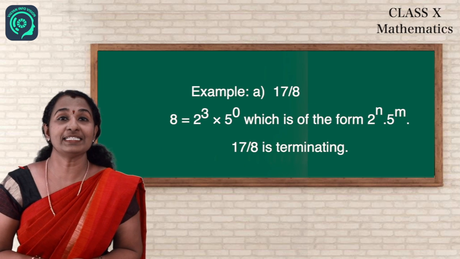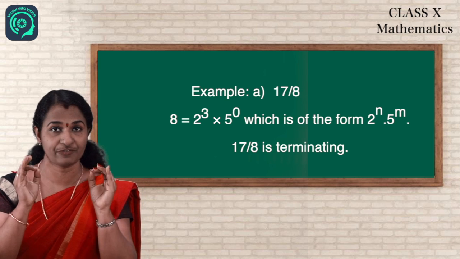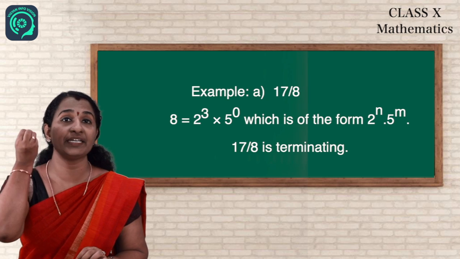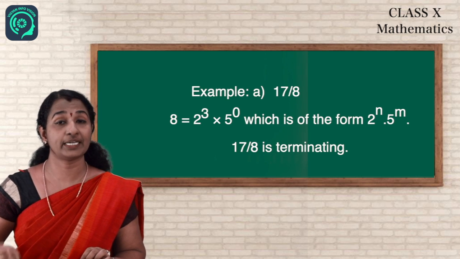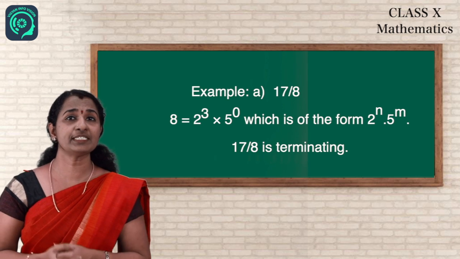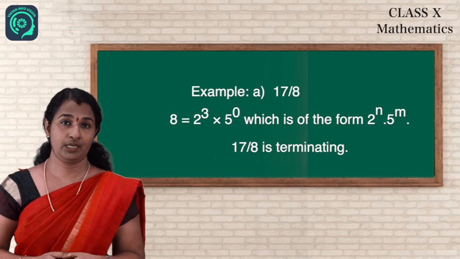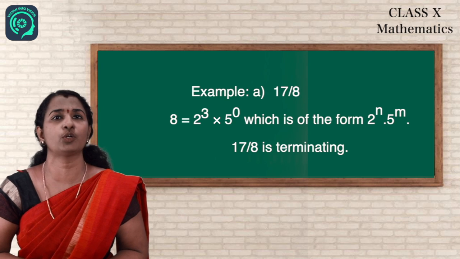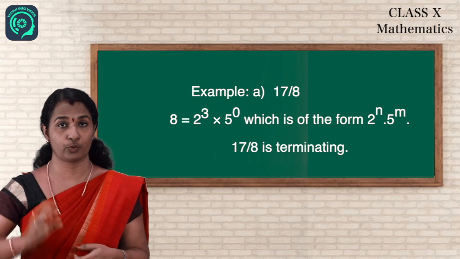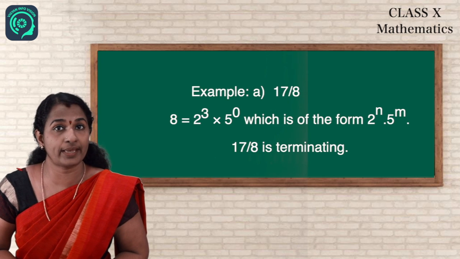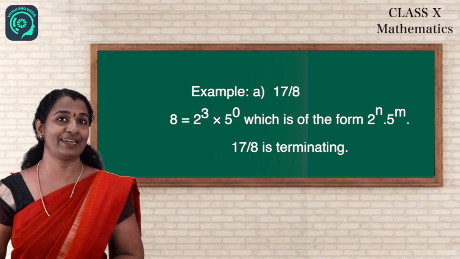Yes. The example 17 by 8. Already 17 by 8 is in lowest form. Now you take the denominator 8. 8 can be expressed as 2 into 2 into 2, that is 2 cube. Here you can see there are only terms of 2, but we don't have terms of 5. So if there is no term of 5, you can include 5 raised to 0. So 2 cube into 5 raised to 0. This is of the form 2 raised to n into 5 raised to m. That means the decimal expansion terminates.